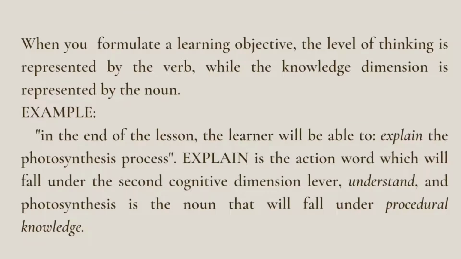When we formulate or write a learning objective, the level of thinking is represented by the verb, while the knowledge dimension is represented by the noun. Example, at the end of the lesson, the learner will be able to explain the photosynthesis process. So explain is the action word which will fall under the second cognitive dimension, understand, and photosynthesis is the noun that will fall under procedural knowledge.